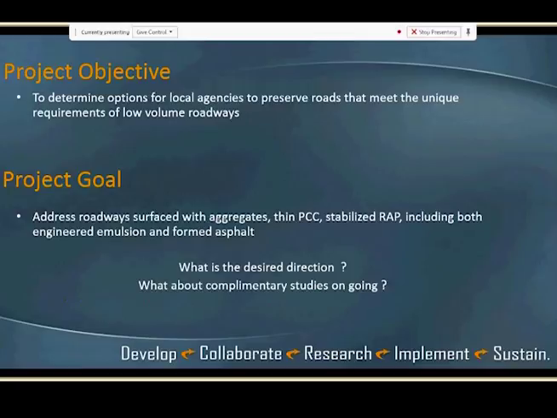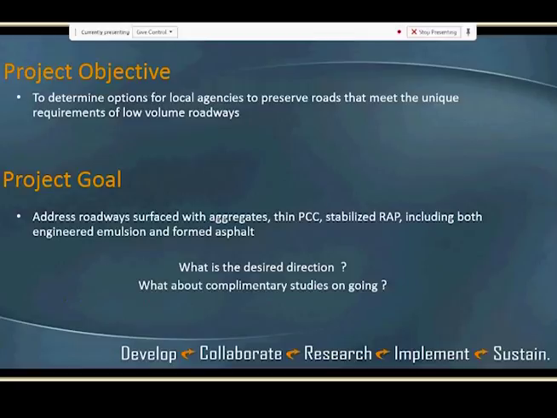The project, we want to determine options available to local agencies to preserve roads that meet unique requirements of low volume roads. Typically, I believe, we're looking at gravel roads in this case. That's how I understand lightly surfaced roads. The idea is you have a gravel road, what can I put on top of it to protect that road, to reduce the maintenance on that road, to have it perform better, just overall for the people there.